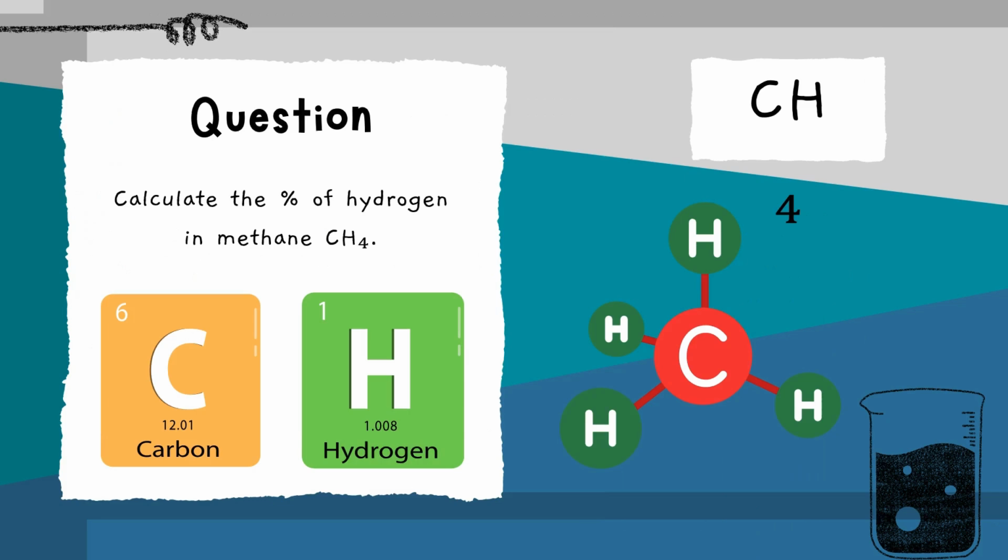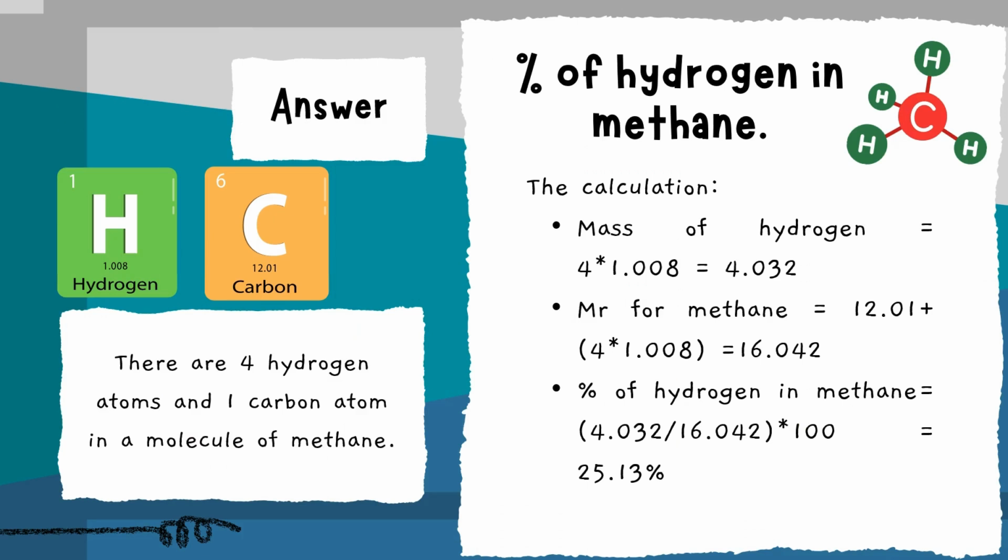There's a question for you now. Calculate the percentage of hydrogen in methane. Pause the video, calculate the answer, and then check. If your answer came out to be 25.13, you are correct. If not, go through the calculation. Everything is made really clear. Go to the previous slide, check the formula, come back again, tally it, and then try to solve again.